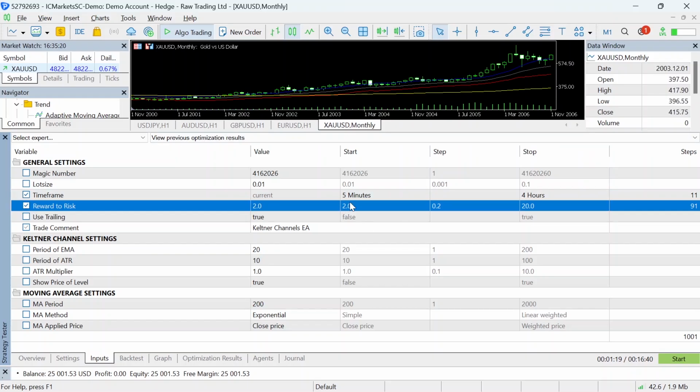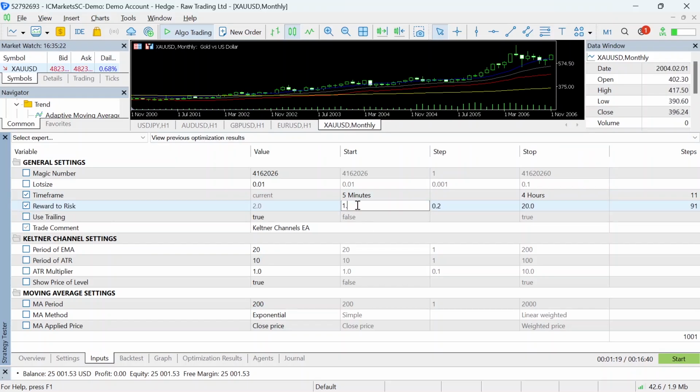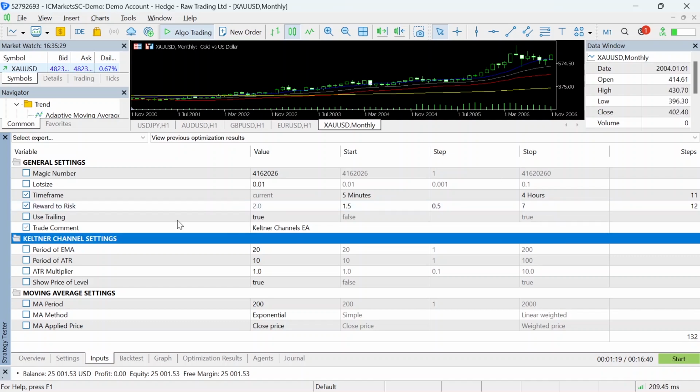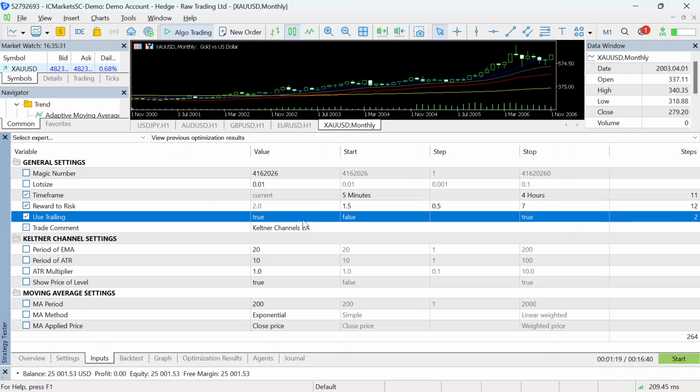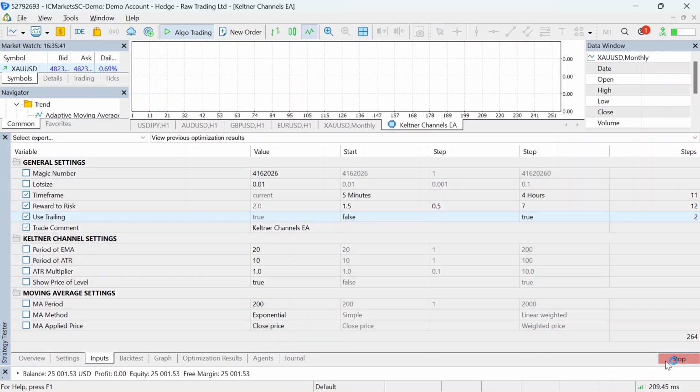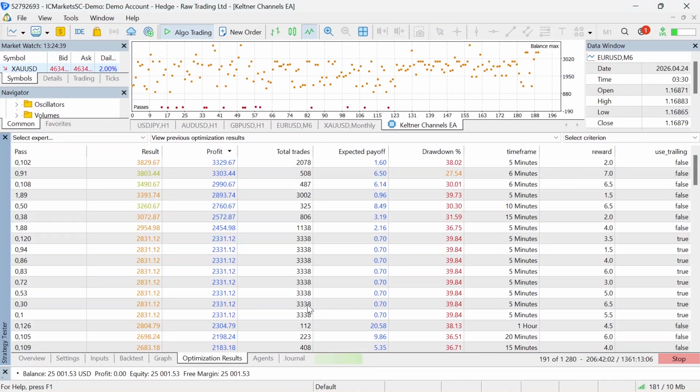Reward to risk. Reward start with 1.5. Then increase by 0.5 each time. Then stop at 7. Then I want to know if I should use trading or not, and I think that should be all. So I'll just click on start to see my optimization, and when the optimization is done, we are going to analyze the results again. For days now, this is no longer moving. I think the optimization has stopped, and I'm sorry we have to stop here.